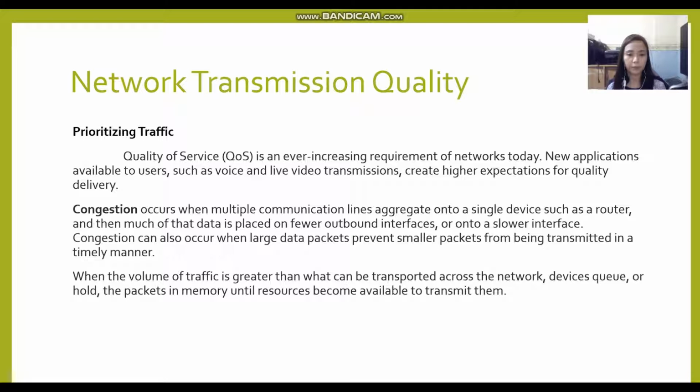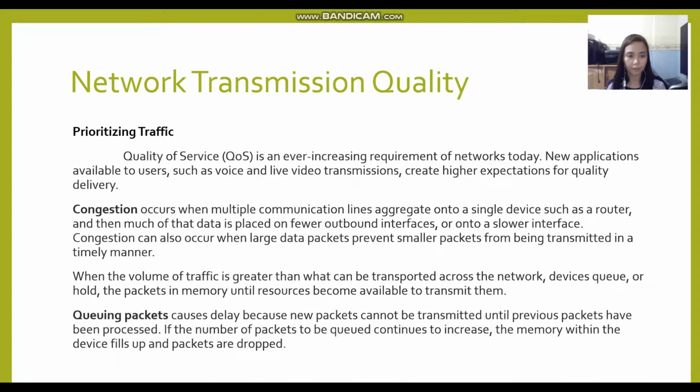When the volume of traffic is greater than what can be transported across the network, devices queue and hold the packets in memory until the resources become available to transmit them. Queuing packets causes delay because new packets cannot be transmitted until the previous packets have been processed. If the number of packets to be queued continues to increase, the memory within the device fills up, and the packets are dropped.